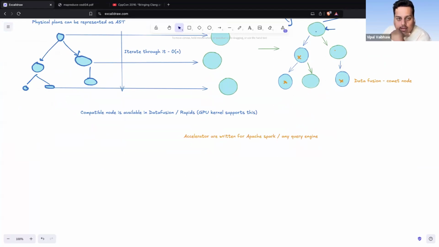DataFusion is generic. DataFusion is a data processing engine. It's not an accelerator. Comet is the accelerator, which takes the Spark plan and accelerates it using DataFusion. Is it clear, Akshay?